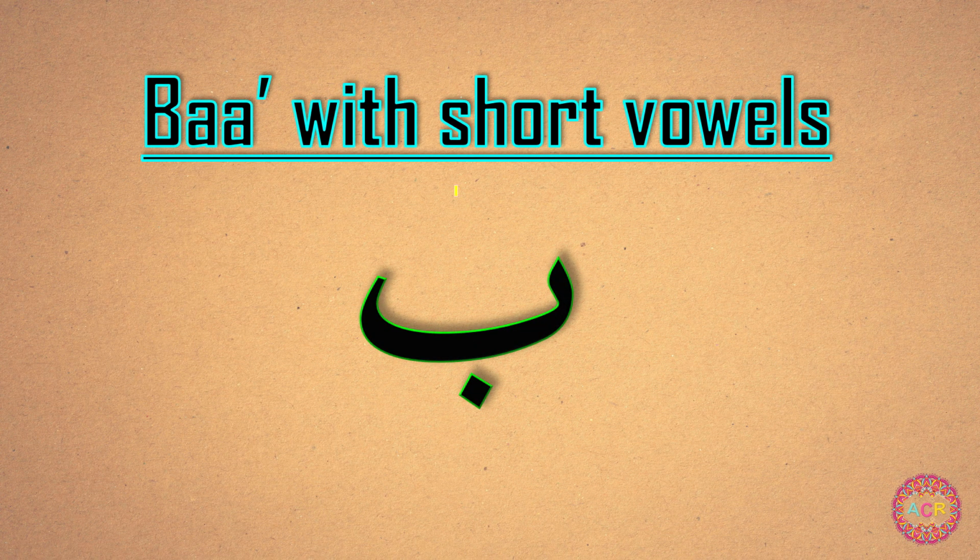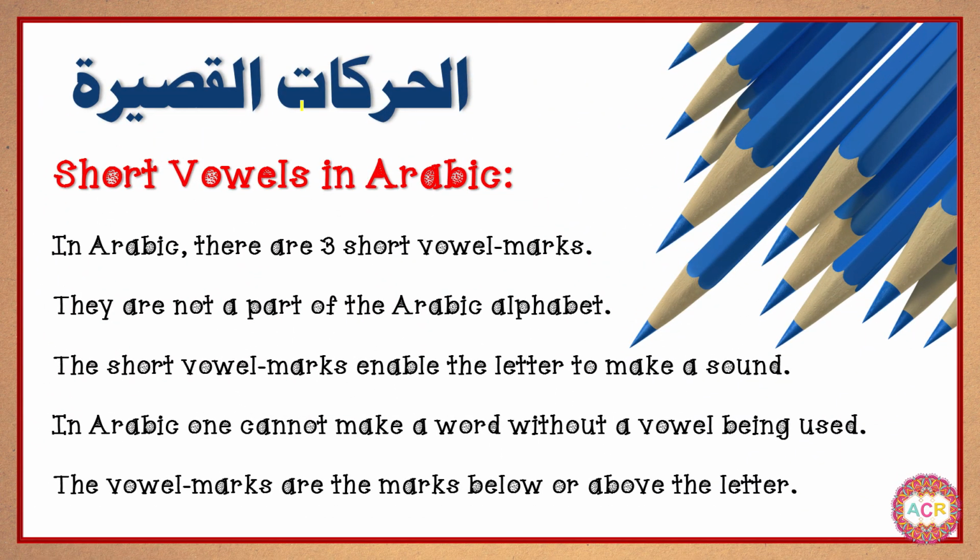Then we're going to talk now about the letter ba with the 3 short vowels. We have 3 short vowels only. In English we have 5, but here in Arabic we have 3 short vowels. Short vowels in Arabic we call al-harakat al-qasira. In Arabic there are 3 short vowel marks. They are not a part of the Arabic alphabet, meaning they are not letters. The short vowels enable the letter to make a sound. In Arabic, one cannot make a word without a vowel being used. The 3 short vowels, we'll talk about them inshallah very soon. And we write them above or below the letter.